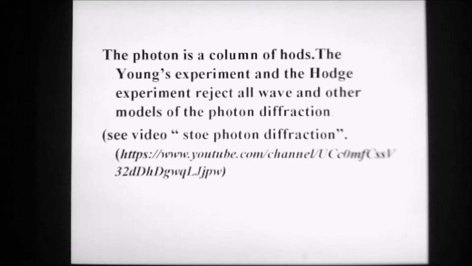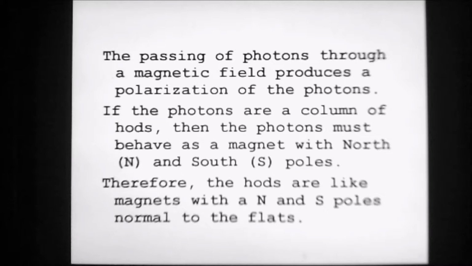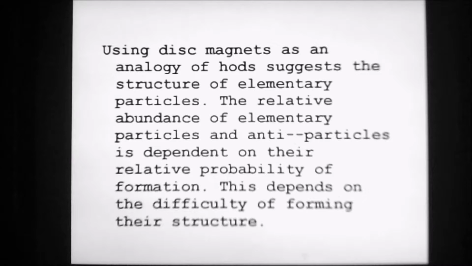The photon is a column of Hodge. The Young's experiment and the Hodge experiment reject all wave and other models of photon diffraction. And there's the reference. The passing of photons through a magnetic field produces a polarization of the photons. If the photons are a column of Hodge, then the photons must behave as a magnet with north and south poles. Therefore, the Hodge are like magnets with north and south poles normal to the flats.